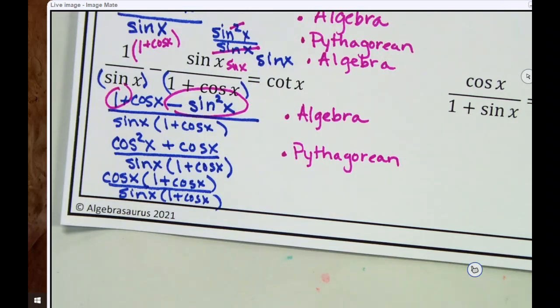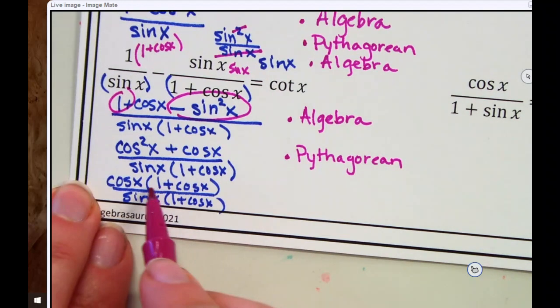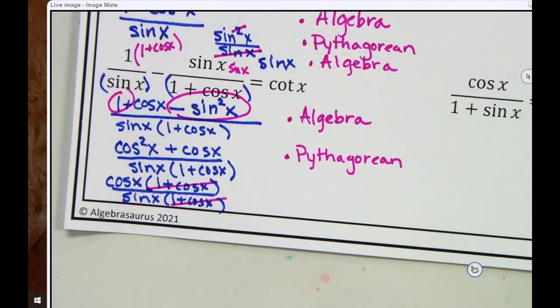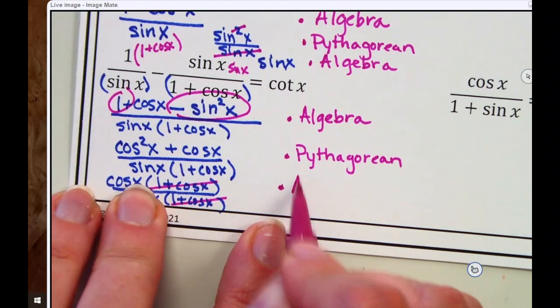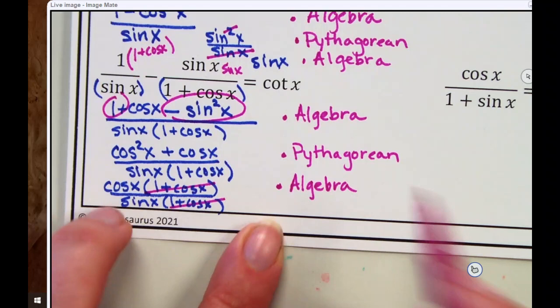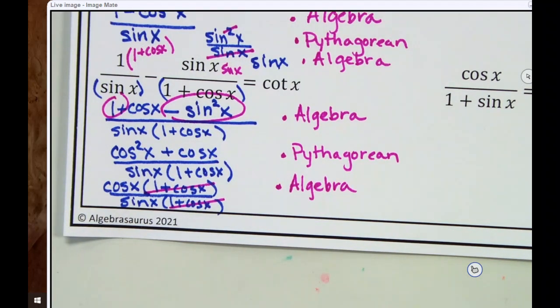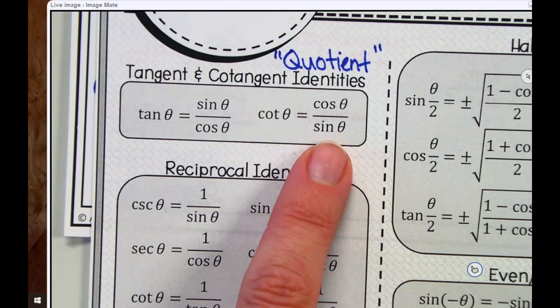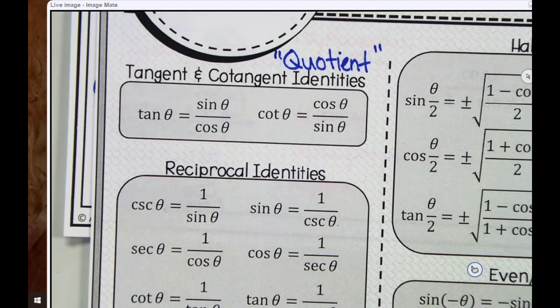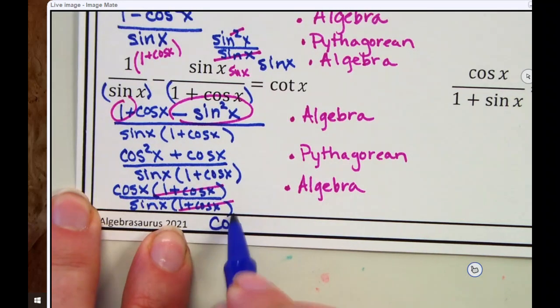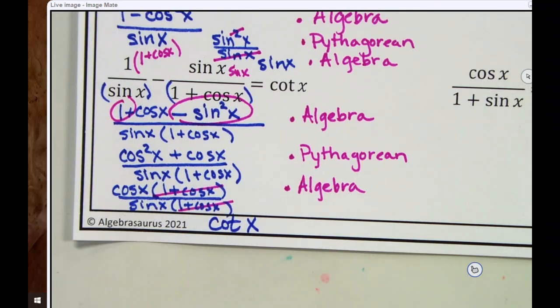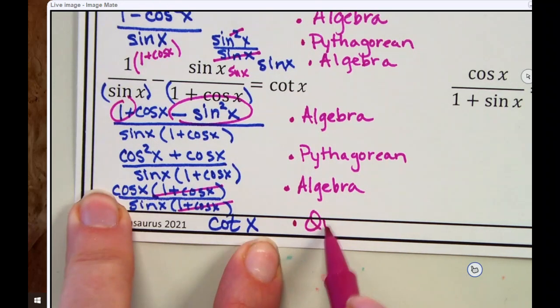What do you have the same on the top as you do on the bottom? 1 plus cosine of x. Whoops, I didn't justify that one. What did we use? We did some, what's that? Algebra. Yep, that's exactly what we did. And now I have cosine x over sine of x. We should be thinking, that sounds familiar. Cosine over sine equals what? Cotangent. And what property is that? Quotient.